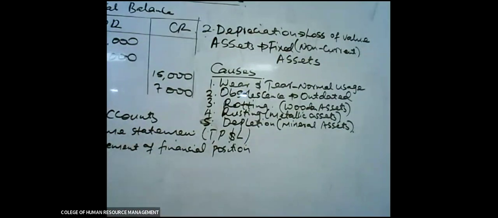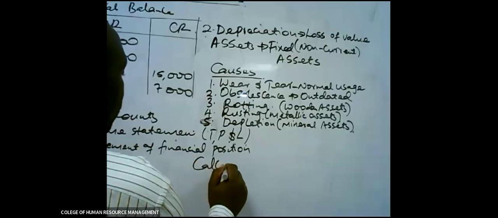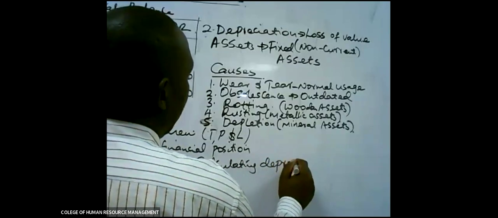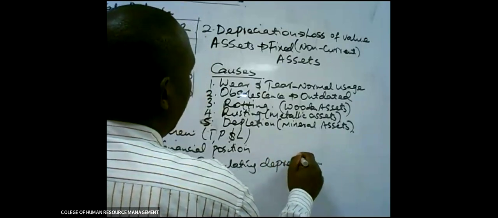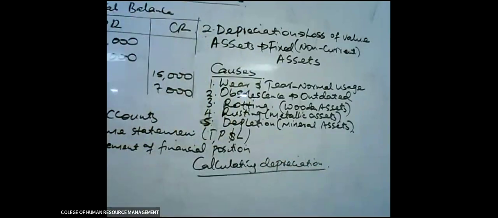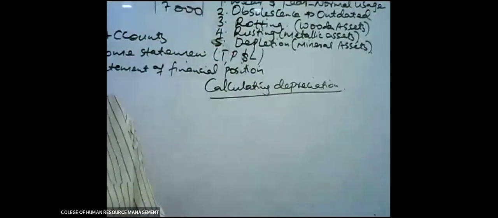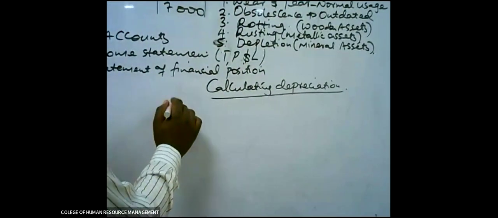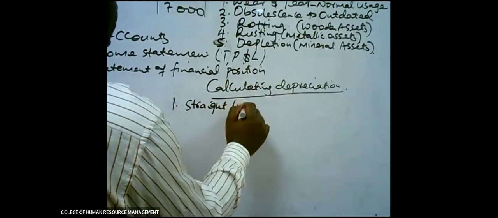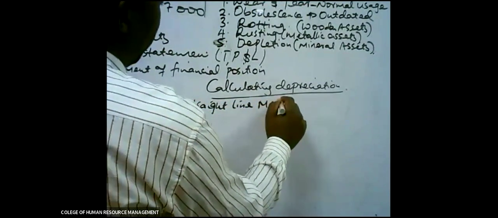How do you calculate depreciation? Calculating depreciation. When calculating depreciation for examination purposes, we normally have 2 commonly used methods. You are going to be asked to calculate depreciation using what we call the straight line method.